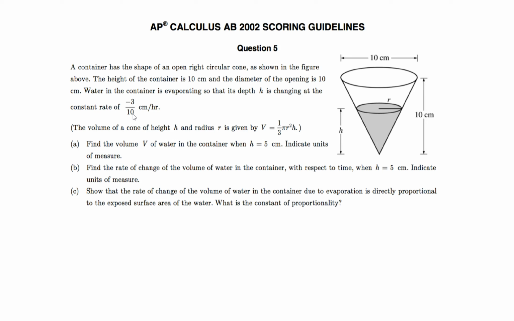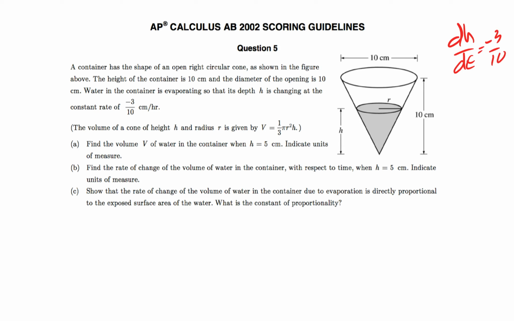Water in the container is evaporating so that its depth h is changing. So remember, that's changing, so you can't plug it in at the very end since it's changing at a constant rate. So to tell me right there, dh dt is evaporating, so it's losing. You're losing it. That's why it's negative 3 over 10. They gave it the negative already.